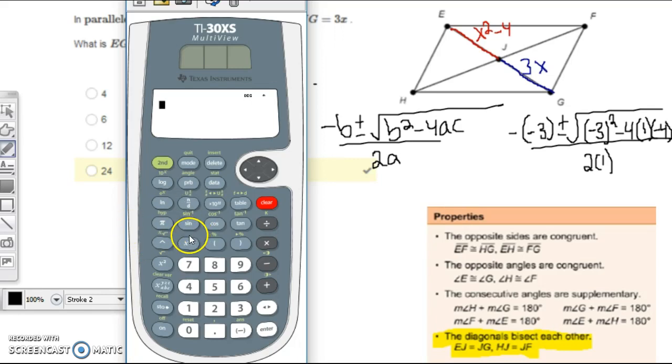So if you have the super awesome TI-30XS, you can type it in exactly how it looks. You can hit the fraction button and then type in negative 3 in parentheses plus, and then we want a big old square root. And notice this says plus or minus, but I just do the plus first, and then I'll go back and I'll change it to a minus. Negative 3 squared minus 4 times A times C all over 2 times A. Okay, so one of my answers is going to be x equals 4.